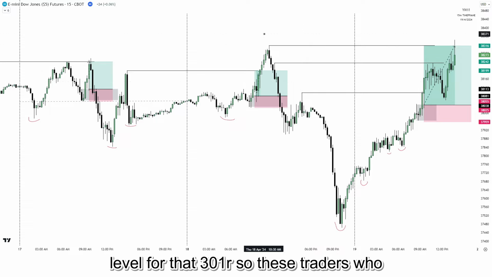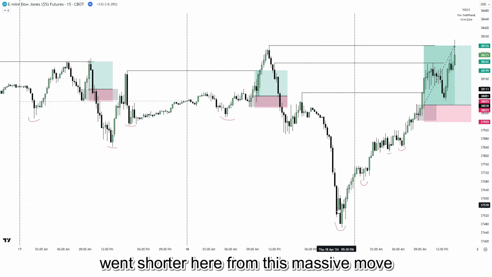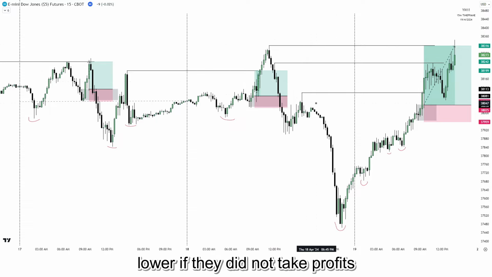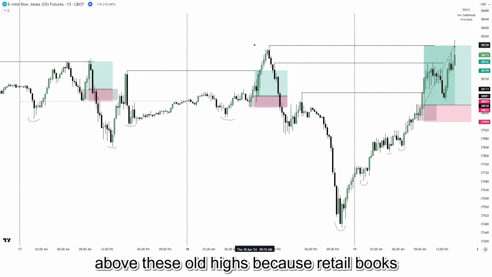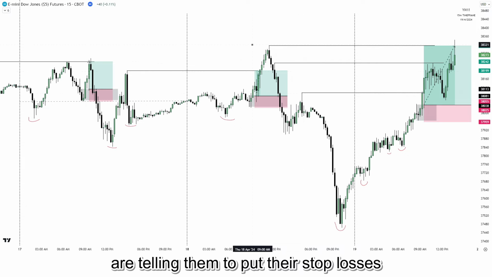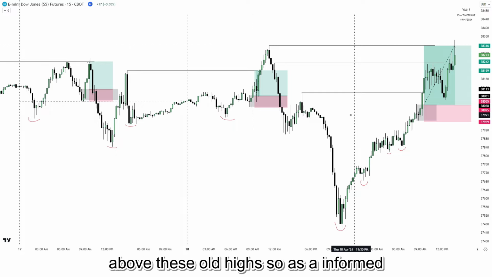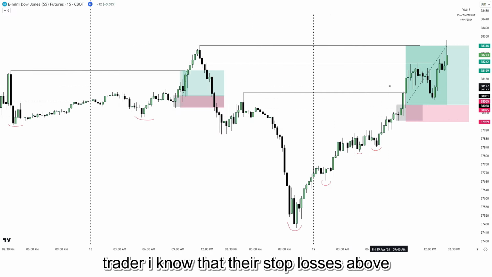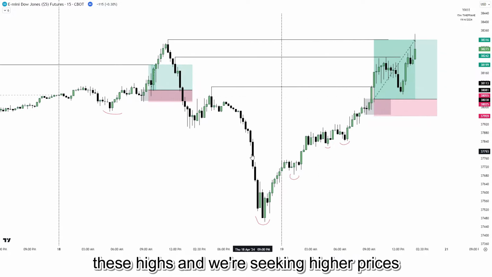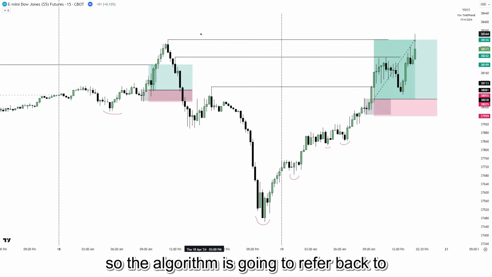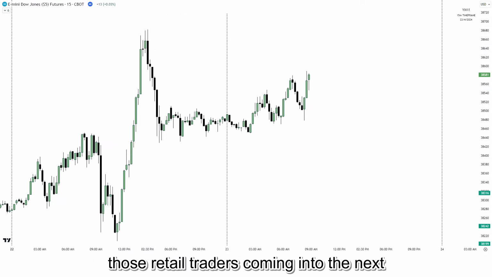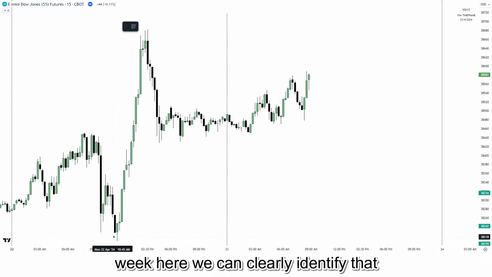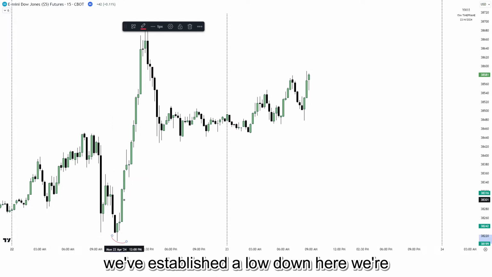So these traders who went short here from this massive move lower, if they did not take profits, they've most likely put their stop losses above these old highs, because retail books are telling them to put their stop losses above these old highs. So as an informed trader, I know that their stop losses are above these highs, and we're seeking higher prices. So the algorithm is going to refer back to these areas to then take and capitalize on those retail traders.